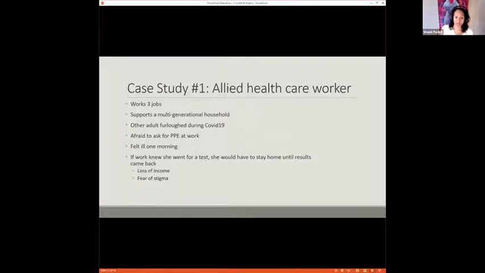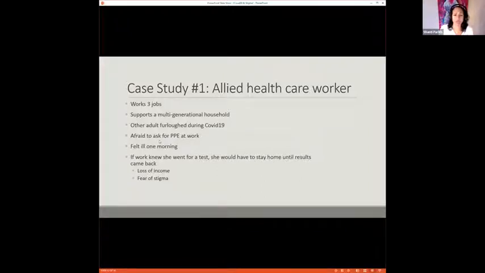The other adult in the household was furloughed during COVID. At work, she is on the lower end of what's considered risk because allied healthcare workers, the people who bring in your food, the people who change your bedpan or take your blood or take your temperature, were not considered in the first sort of high risk. So at this particular place, she was afraid to ask for PPE, as you all know, personal protective equipment.